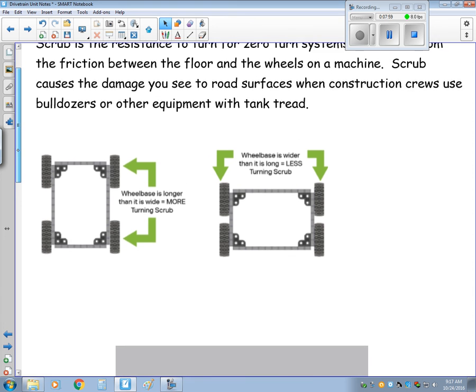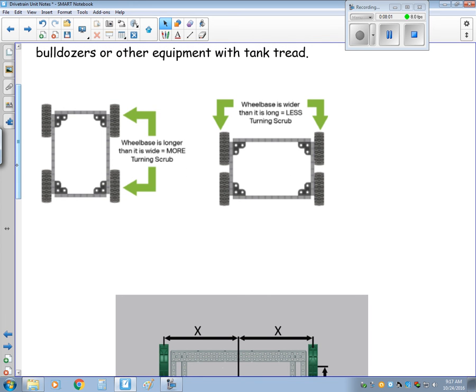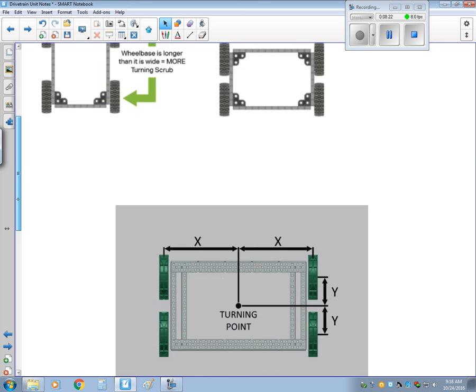As a general rule, if you have all high traction wheels, so no omnidirectional wheels, a longer wheelbase that's narrow will have more turning scrub than a chassis that is wider and not as narrow. And there's some reasons for that. So let's take a look at some geometry here.